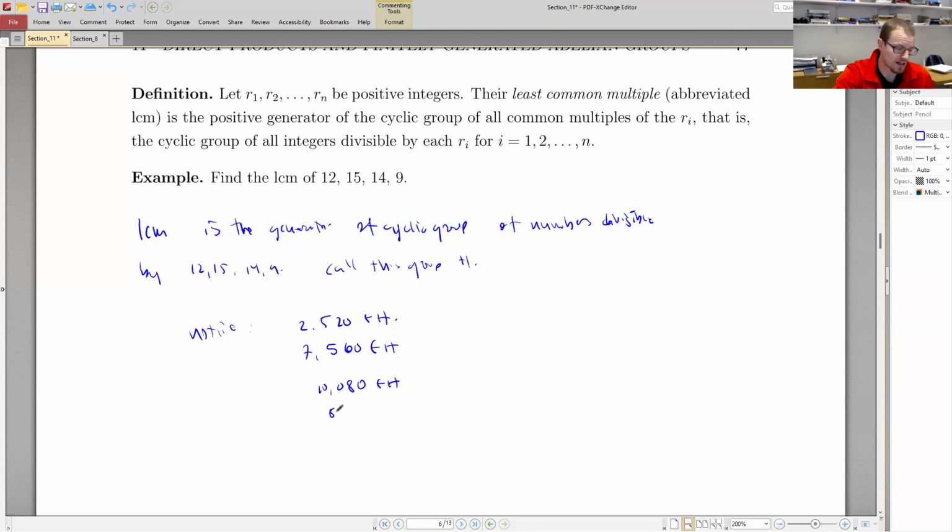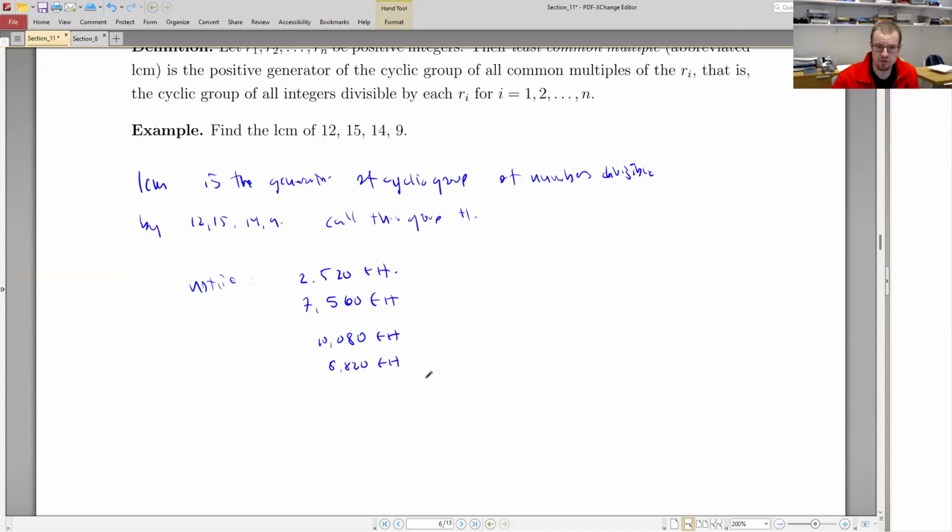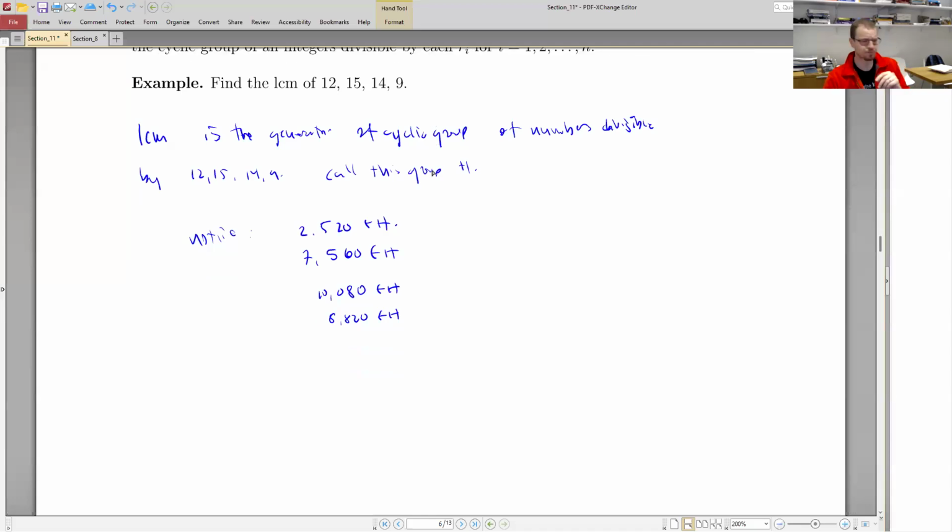It also works out that 8,820 belongs in H. There's a lot of different numbers that belong in H. How do we find these? What can we do? Well, a mistake that a lot of high school students make when they're looking for that least common multiple is they just go ahead and multiply all of those numbers together. If we were to multiply all of those numbers together, we actually get 22,680, which also belongs in H. So all of these numbers belong there.